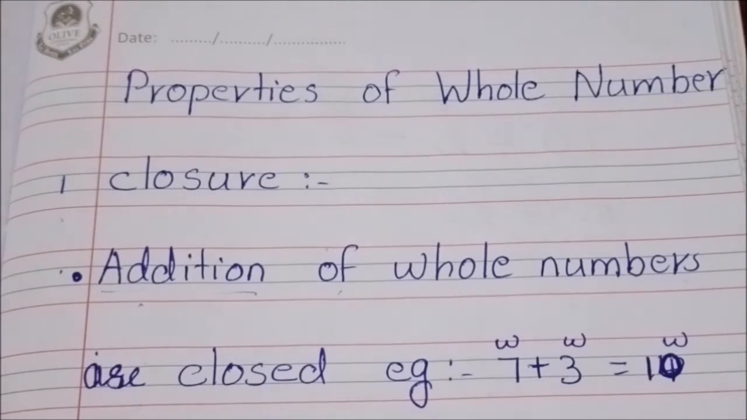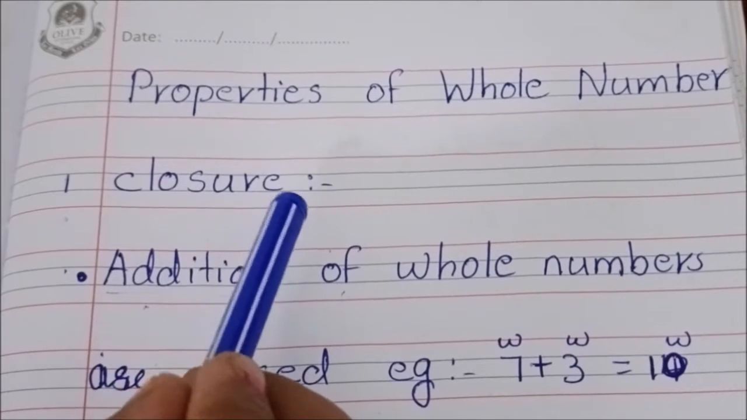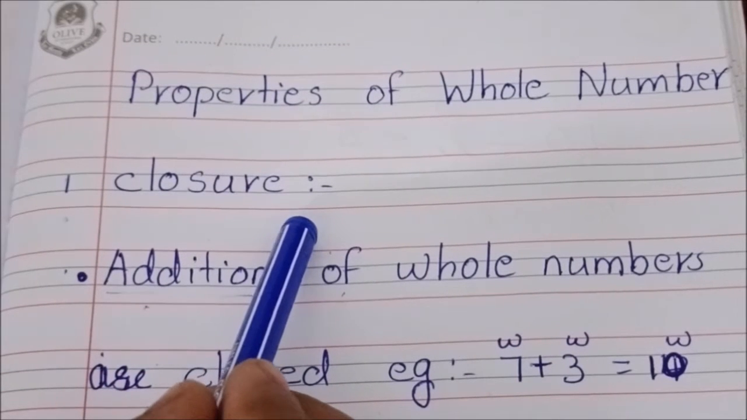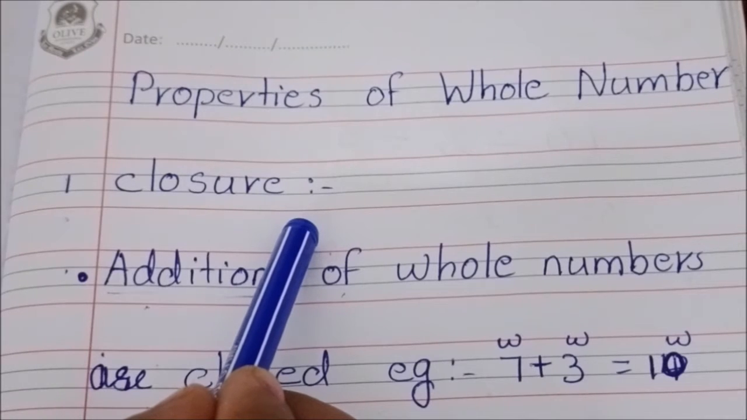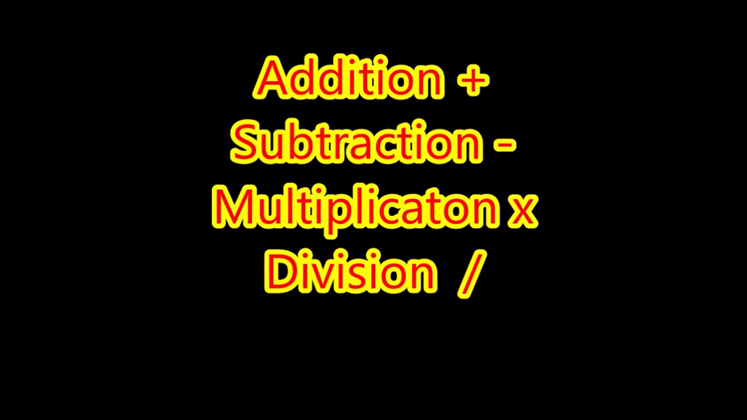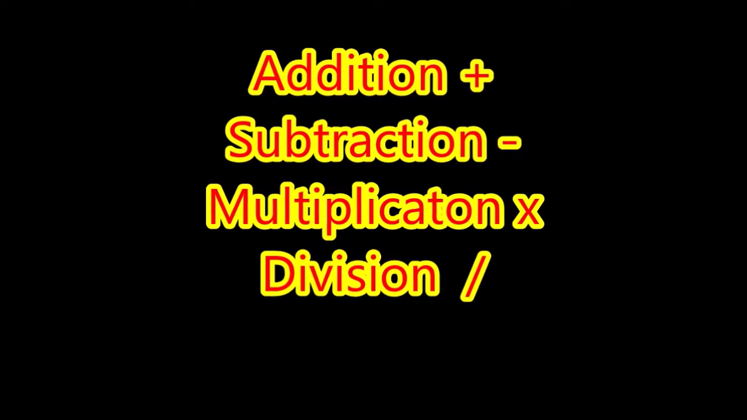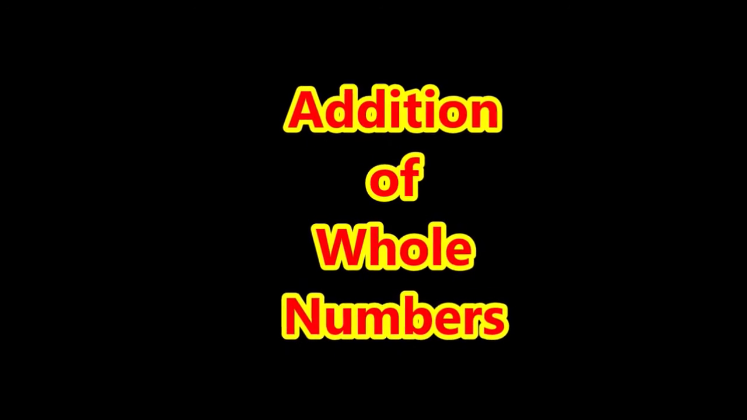The first property is closure property. What is closure property of whole numbers? If the result of an operation of whole numbers belongs to the same set of numbers, that means that operation is closed. Now we will do all these operations with the whole numbers to check whether these operations are closed or not. Okay? Let's do the addition.